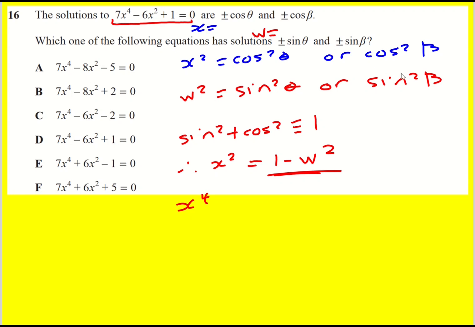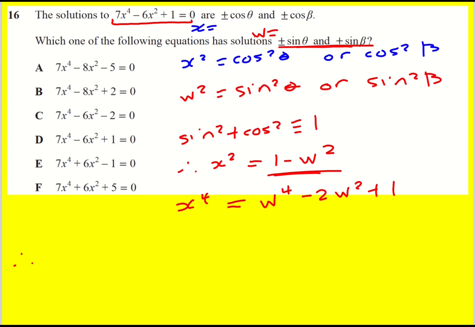I squared that to get sine squared. I could then link x squared and w squared together. And I want an equation in terms of w, because if I get a quartic in terms of w, then that will necessarily have these roots here. But all I need to then do is substitute in for x. So x squared is 1 minus w squared. x to the 4 is going to be that squared. So w to the 4 minus 2w squared plus 1.